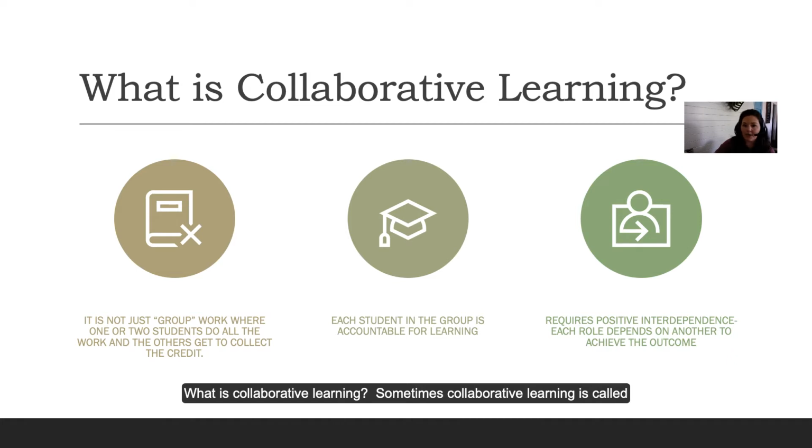What is collaborative learning? Sometimes collaborative learning is called cooperative learning. It is not just group work where one or two of the students do all of the work to earn the credit and then the other ones just sit back and relax while they let others take the lead. Instead, each student in the group is accountable for the learning, and it requires positive interdependence where each role depends on another one to achieve the outcome.